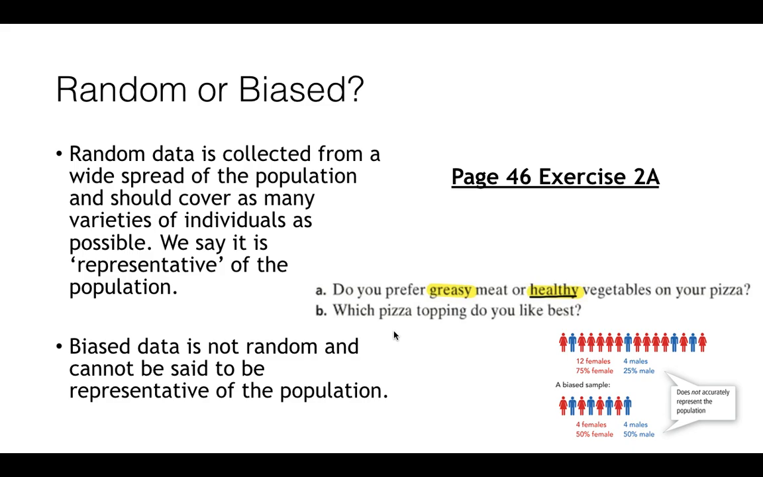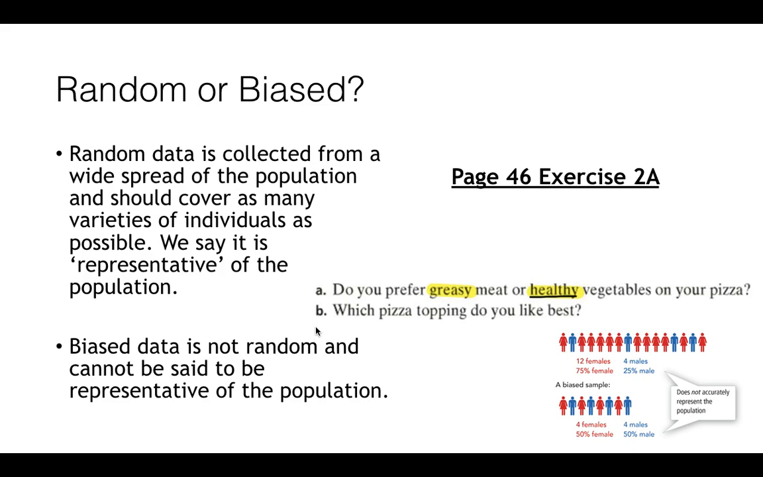If we do, in some way, collect non-random data, so if I don't represent my population correctly, or if I ask for the wrong kind of information or ask the wrong question, I can't say that my data is representative of my population. It is biased.